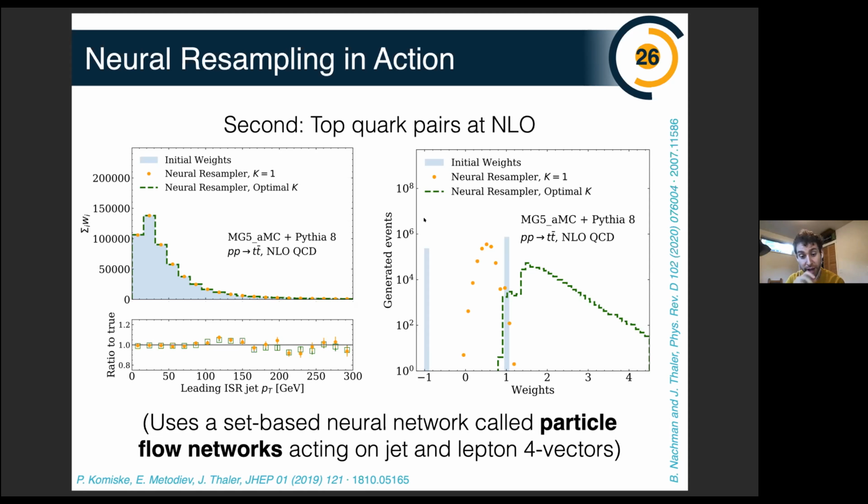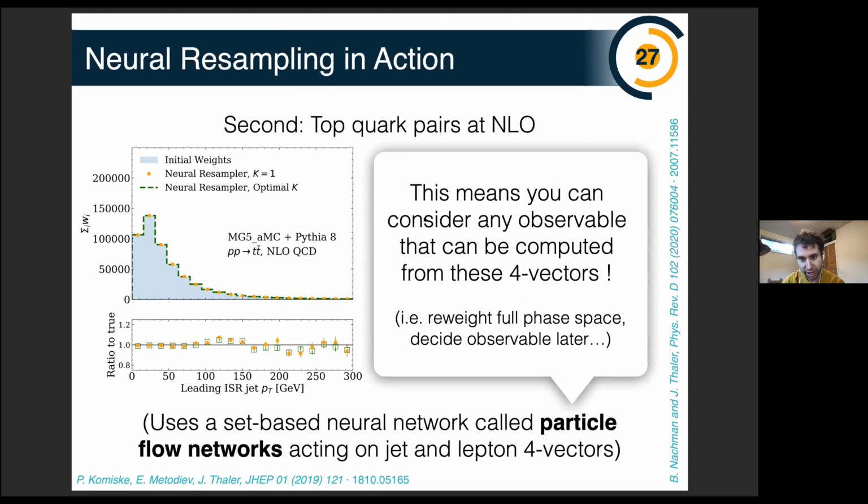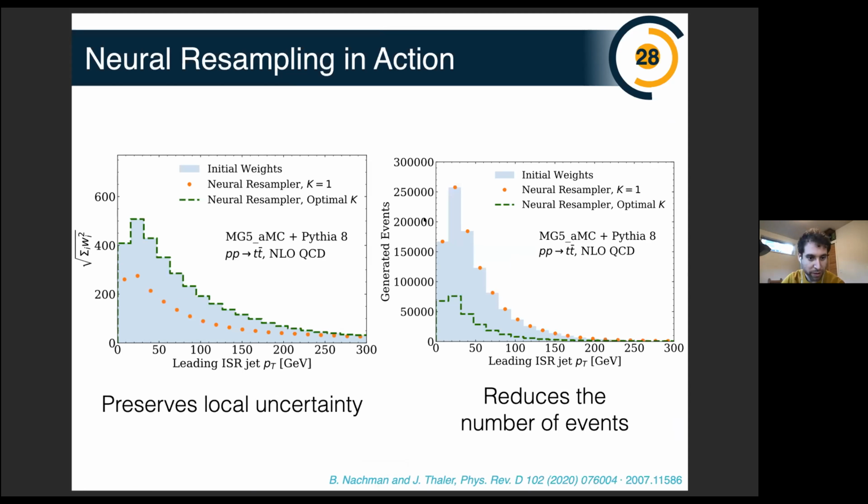And then that allows us to look at any observable, just to stress that you can then compute anything later. So you reweight the full phase space and then decide the observable later. And just as before, we preserve the local uncertainty and we reduce the number of events. So this is kind of the same story as the Gaussian, just now with the physical observable.